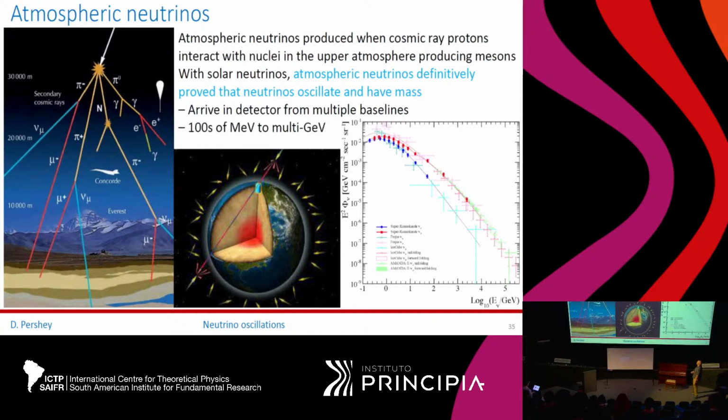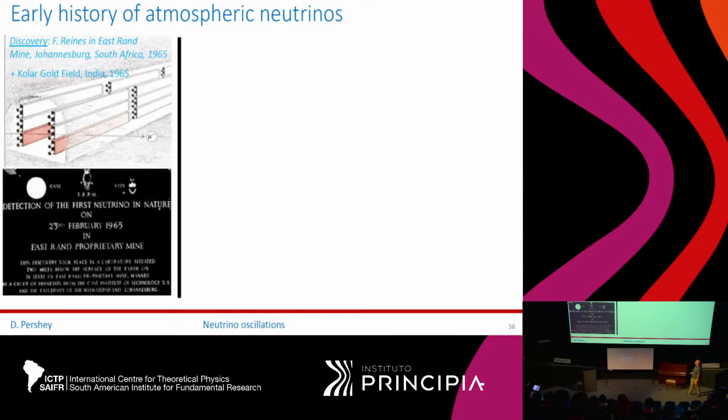This is what the flux looks like. The y-axis is not the flux; it's energy squared times the flux. So the flux falls very, very rapidly, and the typical energy of an atmospheric neutrino is just around a GeV.